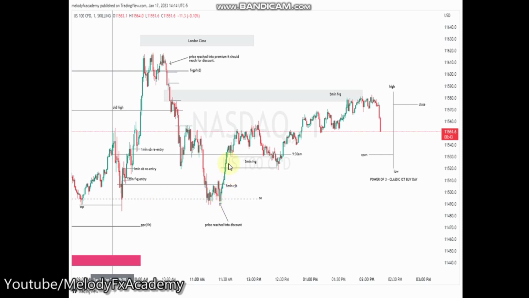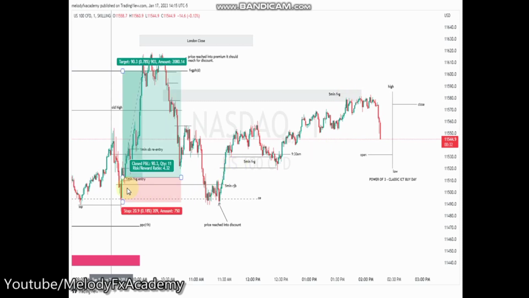Then price moved away from it and created a fair value gap on the 5 minute. Price dropped down, had a shift in market structure, came back, another entry, but this was a little late, out of the kill zone. But it is still a high probability setup entry. Why? Because it is below the 9:30 opening price, so it's still respecting the power of 3 logic. So right there, aim for that premium, and it was delivered right there.